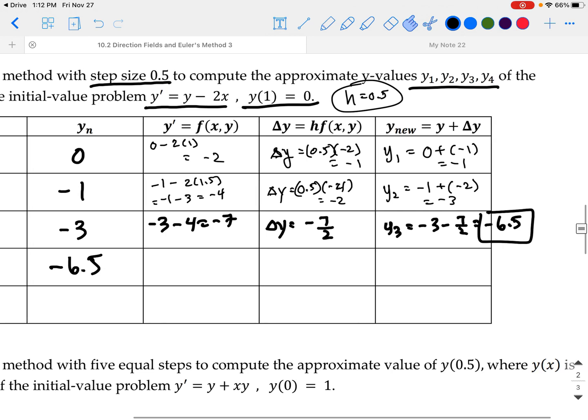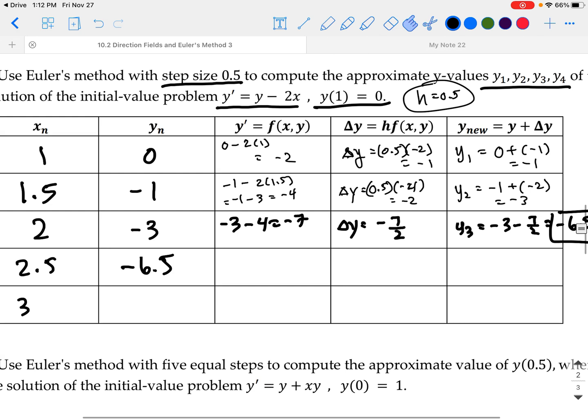And then we'll do it one more time to get our fourth iterative value. So we're going to have 2.5 and negative 6.5. So our numbers are going to get a little messy here. So we'll have negative 6.5 minus 5. So we get negative 11.5. So then delta y, our distance moved, is going to be half of that. So let's see, that's negative 23 over 2. So half of that is going to be negative 23 over 4.